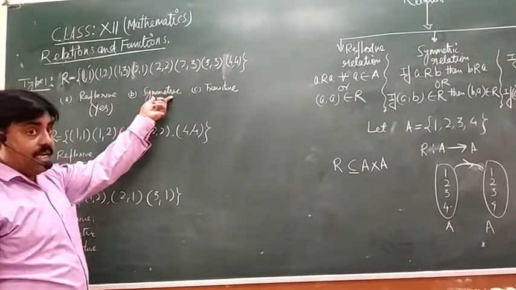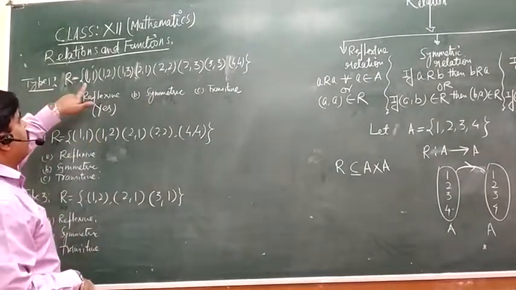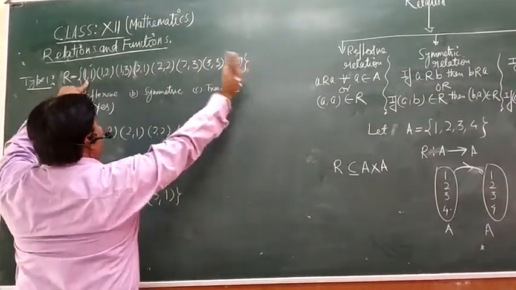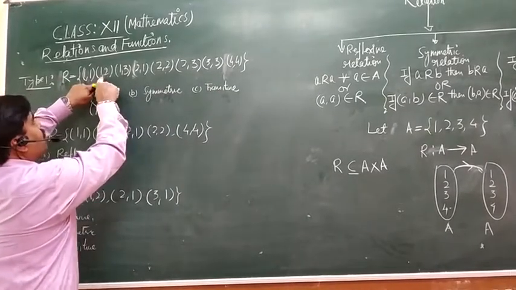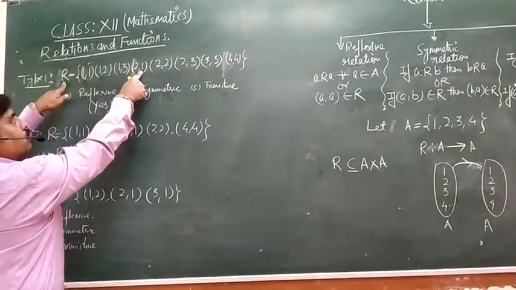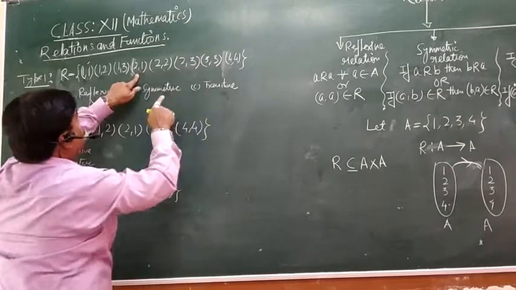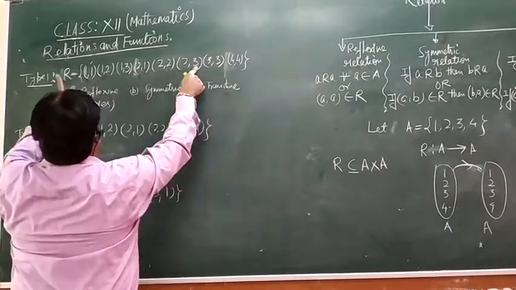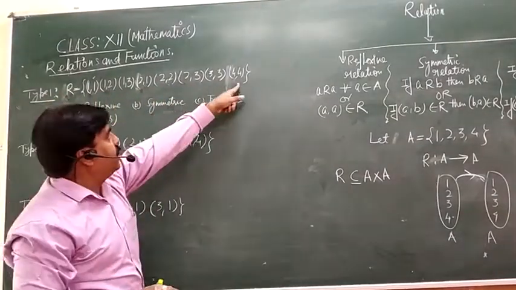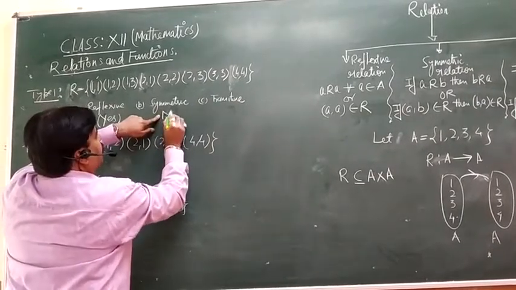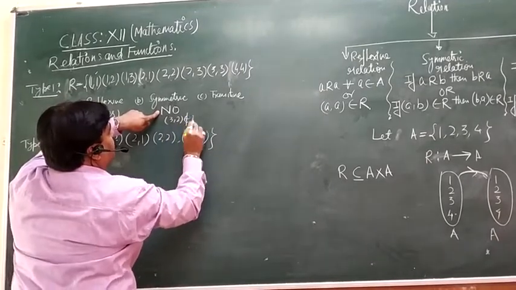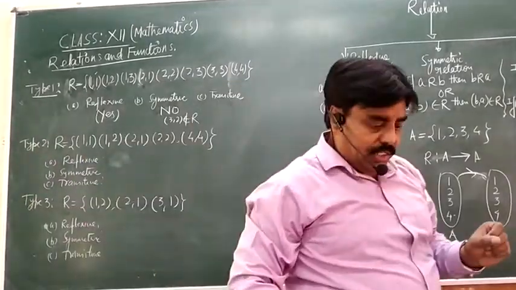Now we will check for symmetric. To check symmetric, forget the doublets (1,1), (2,2), (3,3), (4,4). Just check the others. For (1,2): (1,2) belongs to R, then (2,1) must also belong, and (2,1) does belong to R. Similarly, here is (2,3). (2,3) belongs to R, but (3,2) must also belong to R. But (3,2) does not belong here. It means this is not symmetric. This is not symmetric because (3,2) does not belong to R. So you can say that it's not symmetric.